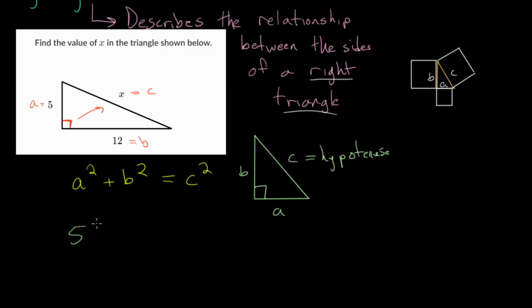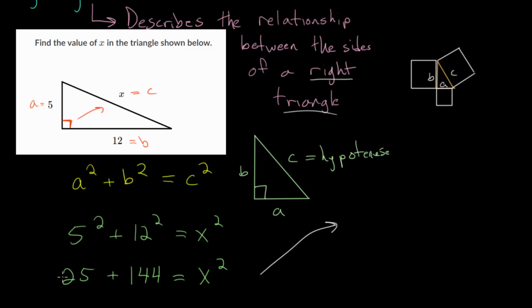So we have that 5 squared, that's a, so a squared is 5 squared, plus b squared, which is 12 squared, is equal to, well, x is equal to c, so we have x squared here. And 5 squared, that's just 5 times 5, that is 25. 12 squared, that is 12 times 12, which is 144. And this is equal to x squared. So let's continue over here. 25 plus 144 would be 169.